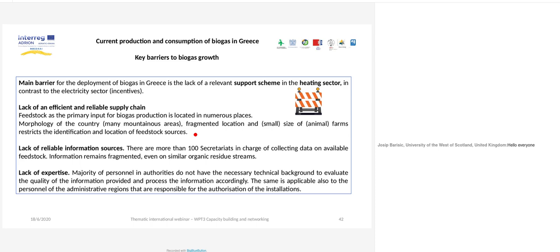There is a lack of expertise, especially among personnel in authorities who do not have the necessary technical background to evaluate the quality of the information provided. And the same goes for the personnel of the administrative regions, which are responsible for the authorization of the installations.